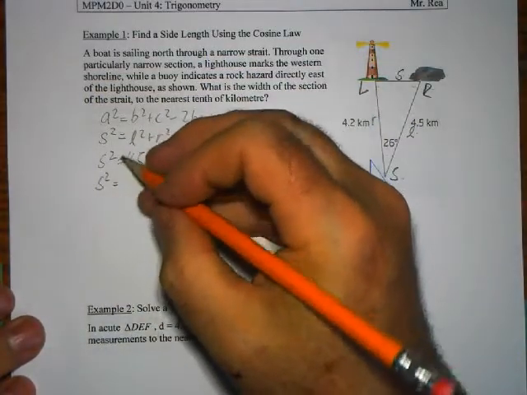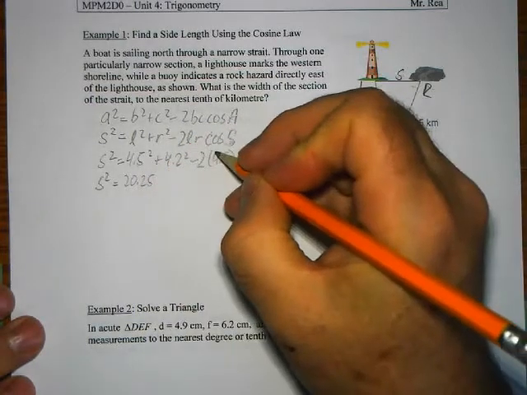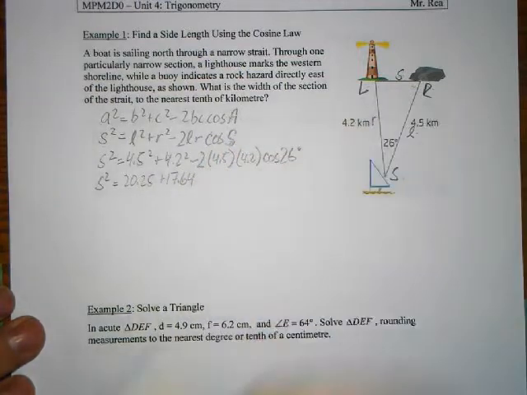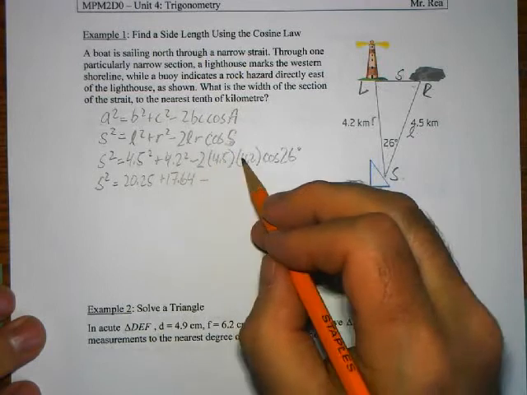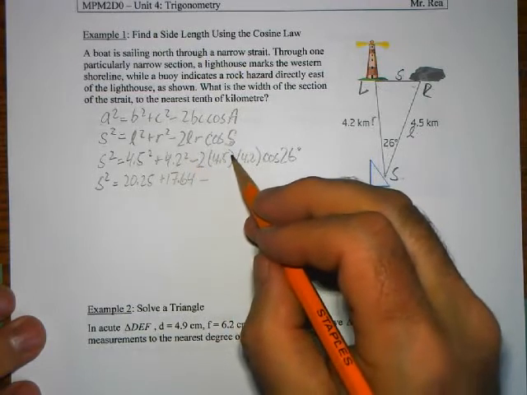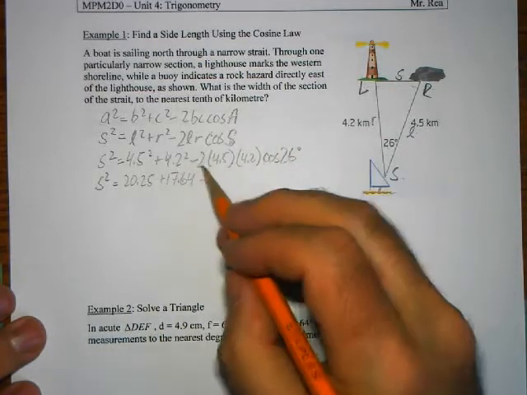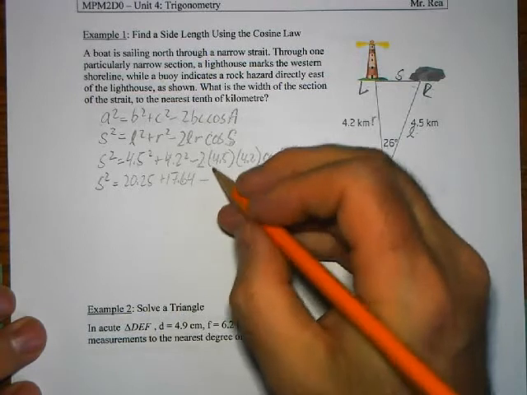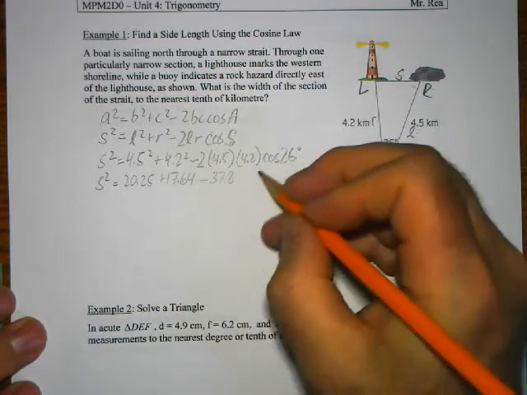So 4.5 squared is 20.25. 4.2 squared is 17.64. And I'm not rounding. That's exactly the right number. And then when I multiply these three things, I'm not going to do everything at once. That's a lot to do. So I'm just going to multiply these three things, and I'm going to get 37.8 cosine 26.